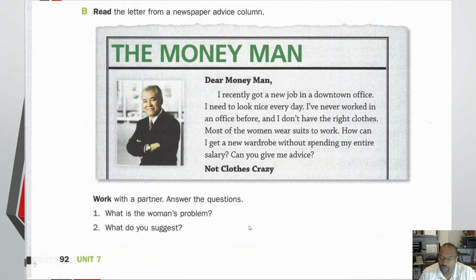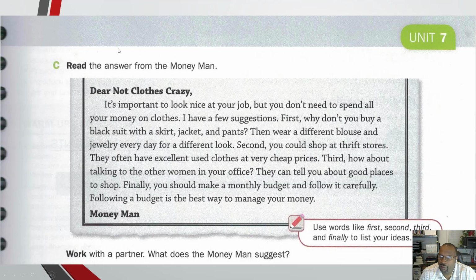Okay, let's move on. C. Read the answer from the money man. So the money man has given her an answer and wrote it down in his column.